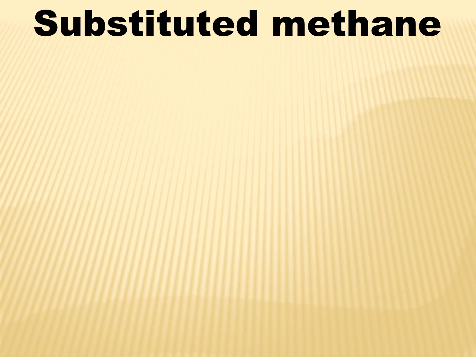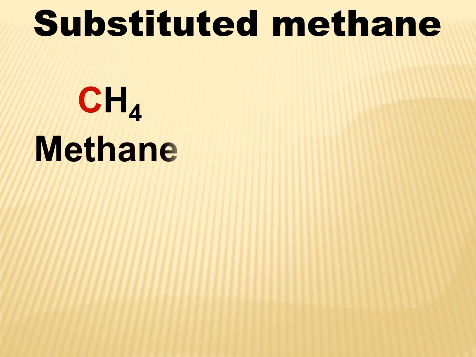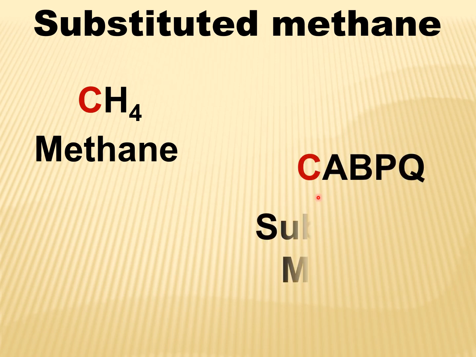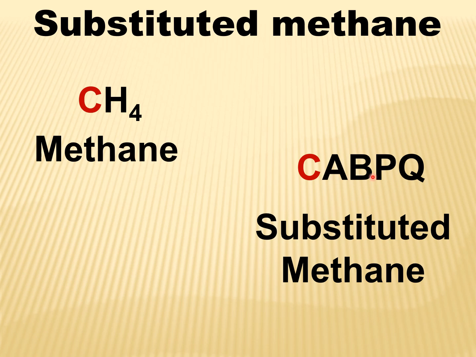Now before going, what is substituted methane? So this is methane, CH4. I have labeled the carbon as red just to distinguish it between the other groups. Suppose you change all these hydrogens and you put four different groups, then we get substituted methane. Example C, A, B, P, Q. A, B, P, Q can be any other functional group. Now in this case, you consider a general case of substituted methane.